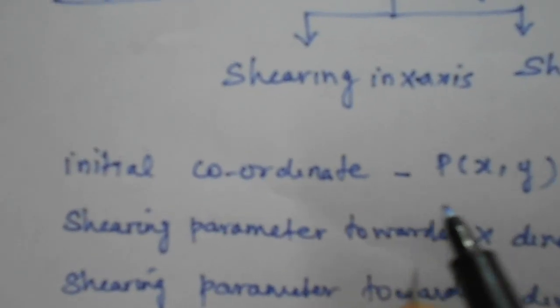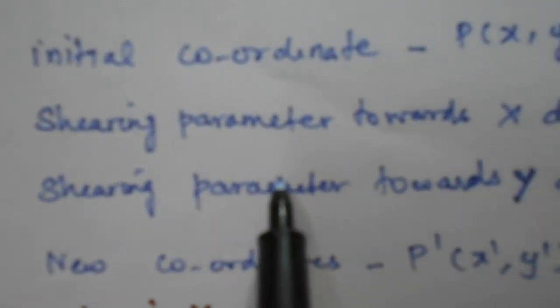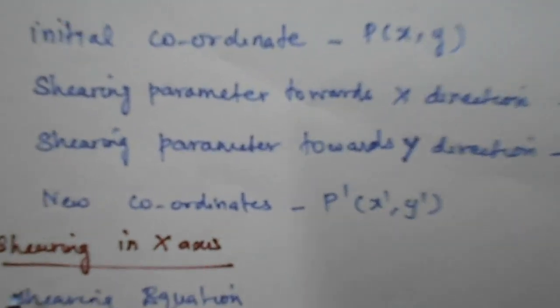The initial coordinate of an object is P(x, y), with shearing parameter shx towards the x direction and shearing parameter shy towards the y direction. The new coordinate is P'(x', y'). First we see the shearing in the x-axis.